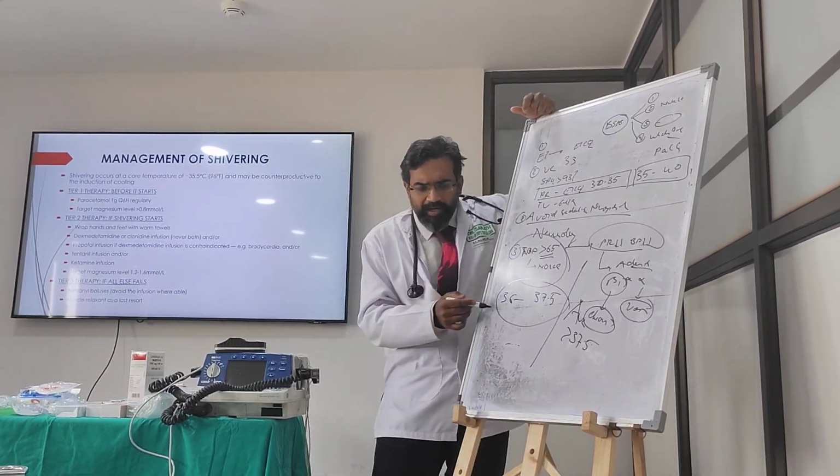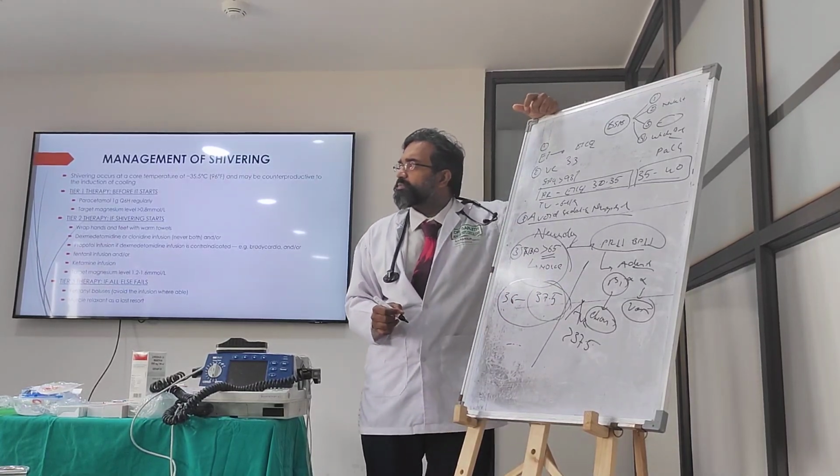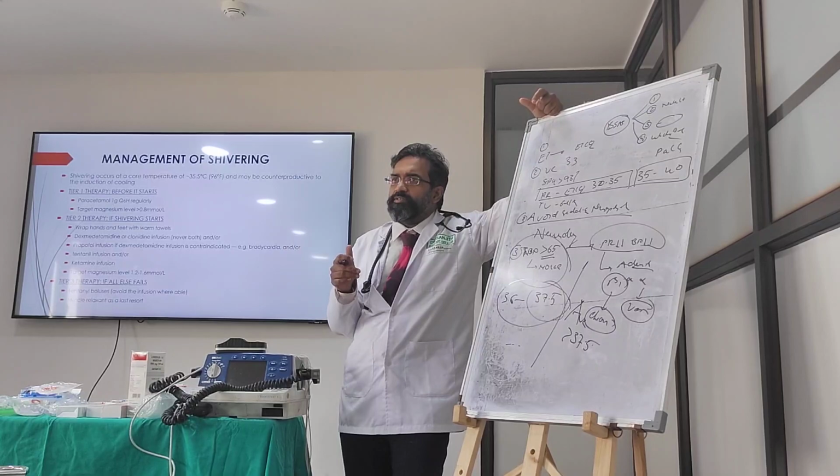Clear? So why target 36 if shivering is going to become too much? Keep it at 37.5. Target 37.5. You understand? And let it not go higher. Clear?